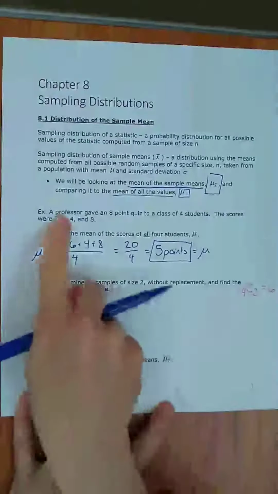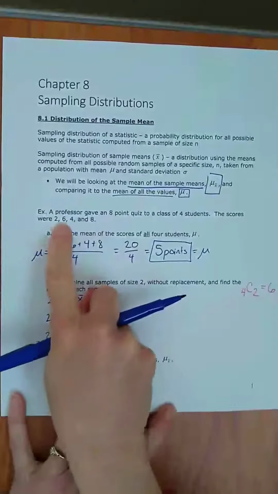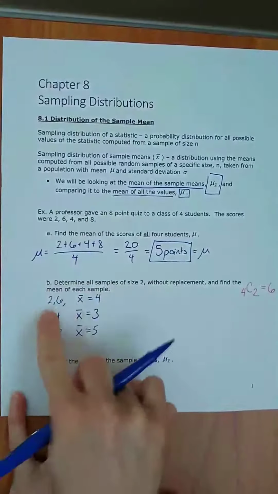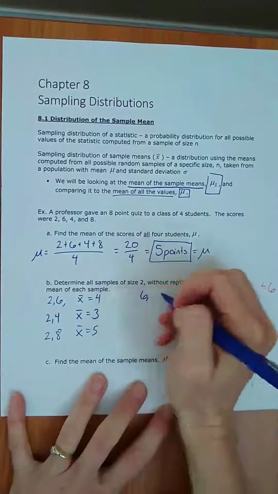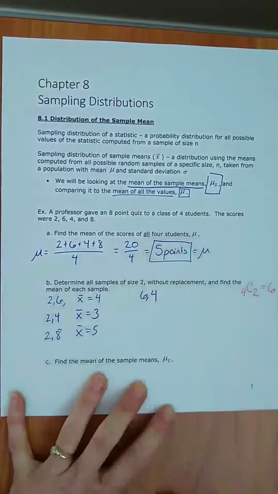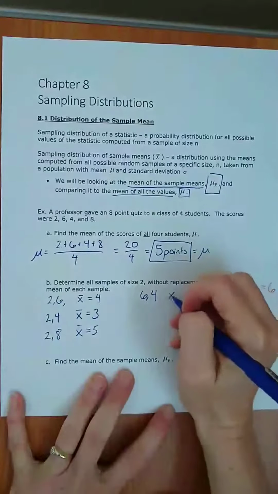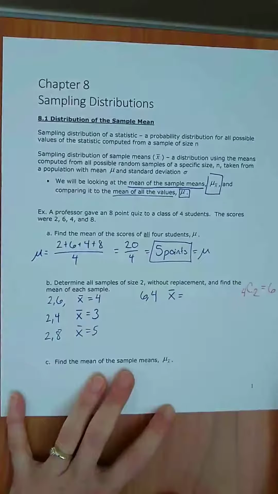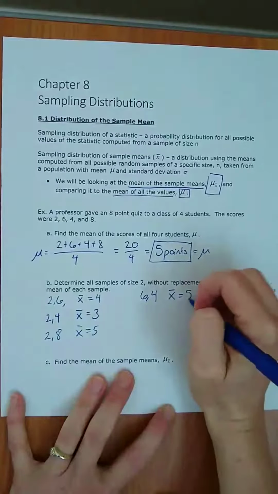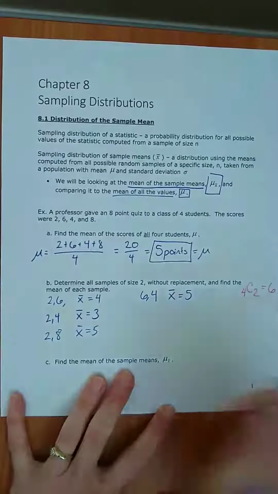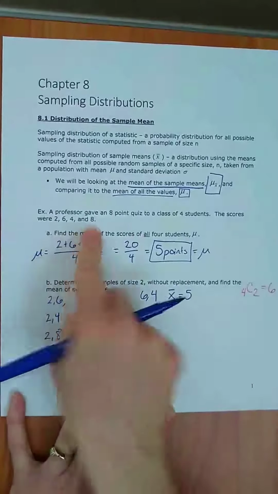So we got the student who got a 2 with everybody else. So how about the student who got a 6? Well, we got them with the 2 already. So now we're going to do the student with a 6 and the student with a 4. What's their average? 6 plus 4 is 10. 10 divided by 2 is 5. Now the student who got a 6 with the student who got an 8.